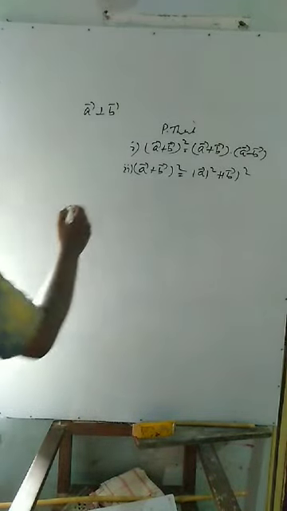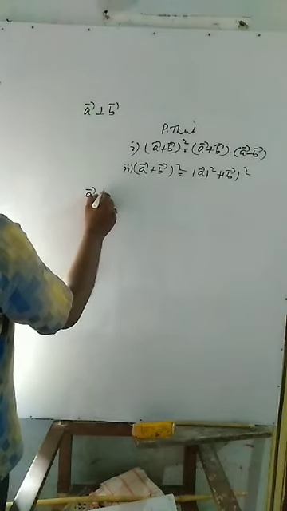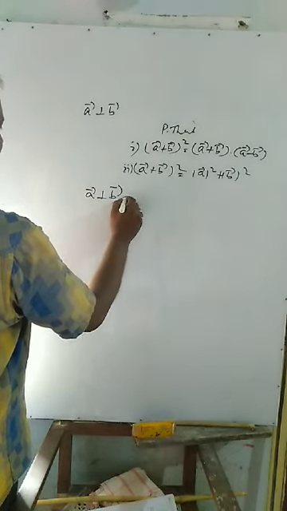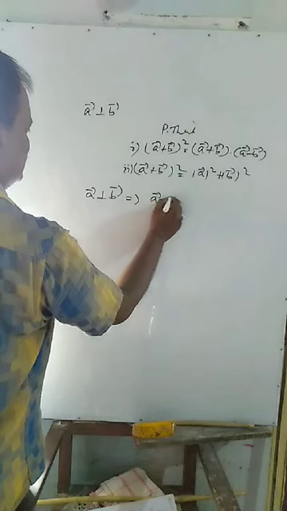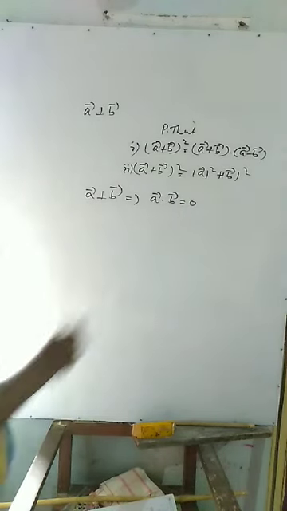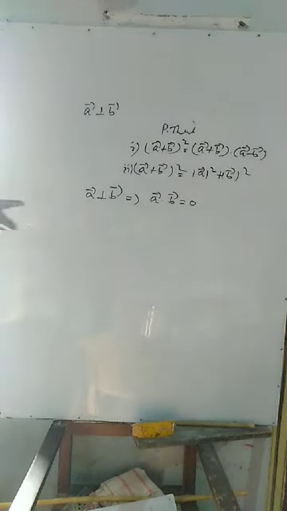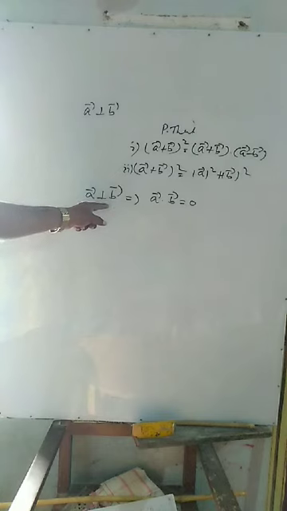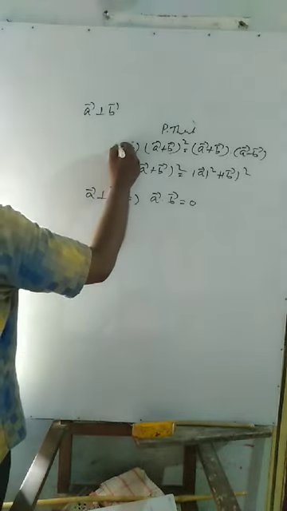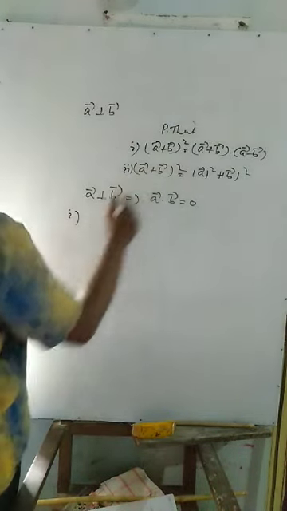Look here, a perpendicular to b is given. So if a is perpendicular to b, that implies a dot b equals 0. As I said earlier, when vectors are perpendicular, a dot b equals 0. This is the condition, keep it in mind. Now start with question number 1.